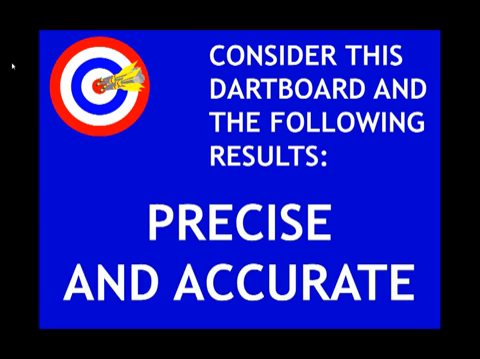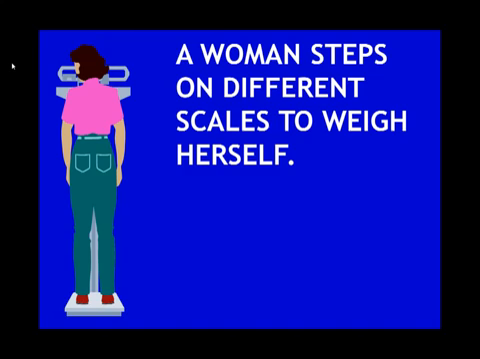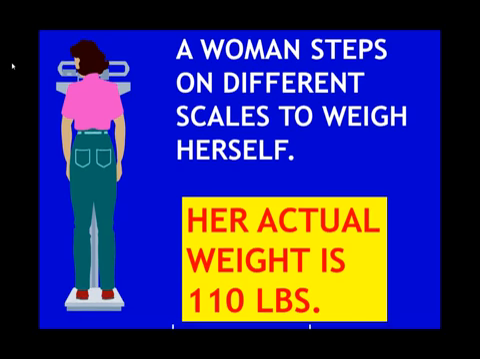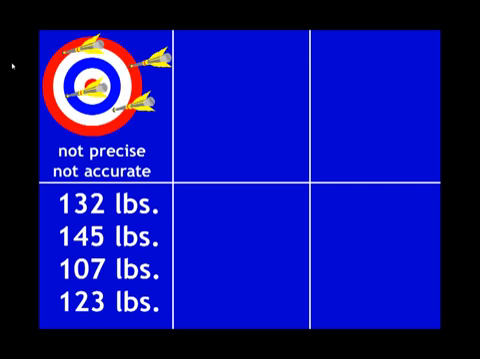Well, now that you understand the difference between precision and accuracy, let's see an example with some numbers. A woman gets on the scale and she wants to decide if the scale is an accurate scale. So she decides to weigh herself on different scales, and her actual weight is 110 pounds. So on the first scale, as you can see from these four measurements, these numbers are not close together, and they are not, except for maybe 107 is sort of close, they are not close to her true weight, which is 110 pounds. So like the first dartboard, these measurements are not precise and they are not accurate.